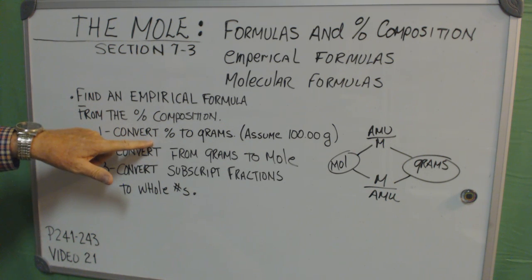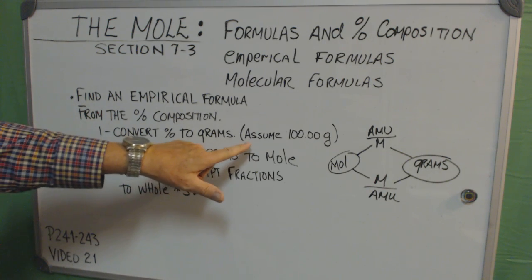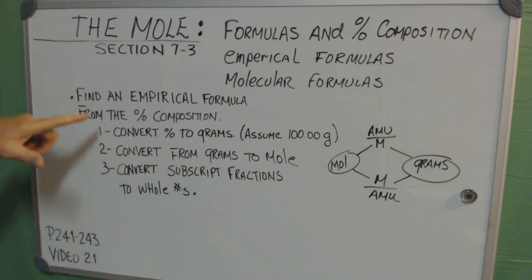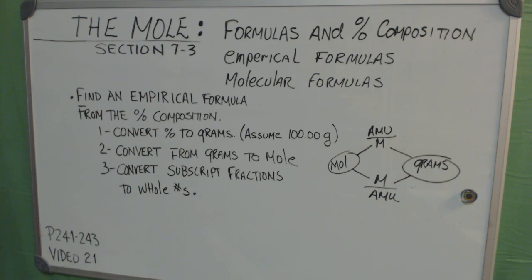We know the percentage adds up to 100. And so if we can assume that there's 100 grams for this stuff that they made up, then we can just convert the percentages into grams, same number.